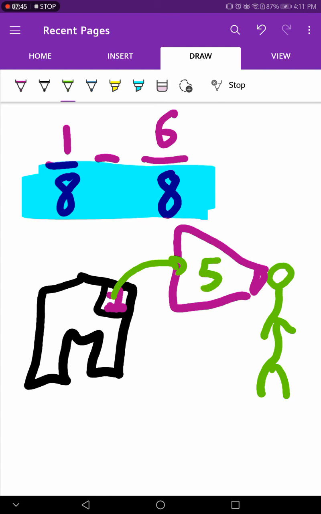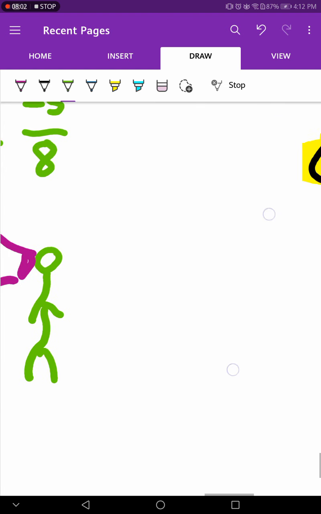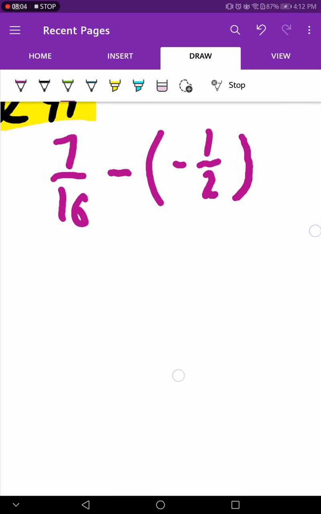So the answer is negative 5. And we ignore the denominator, so it is 8. Negative 5 over 8. So the answer is negative 5 over 8. Because it's proper, we will not make it mixed. And now the last question here.